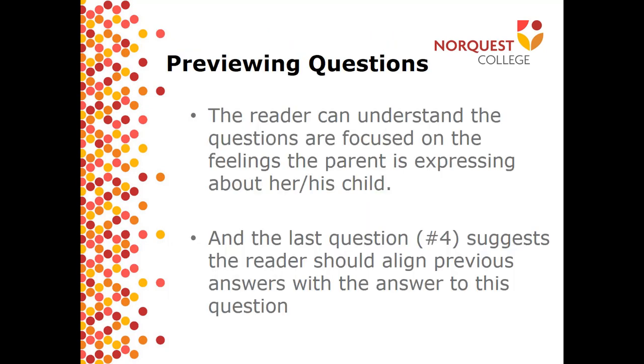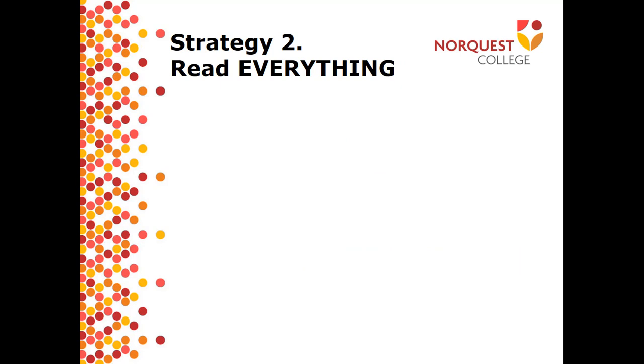So by previewing, the reader can understand the questions are focused on the feelings the parent is expressing about her or his child, and the last question, number 4, suggests that the reader should align previous answers with the answer to this question. So strategy 2 is about reading everything.